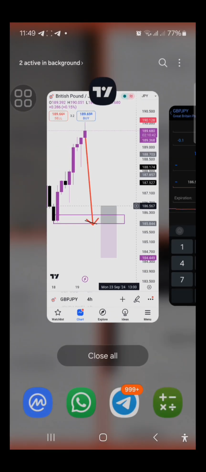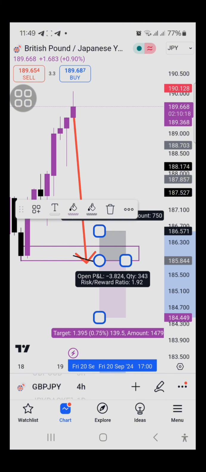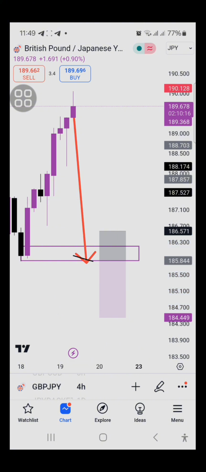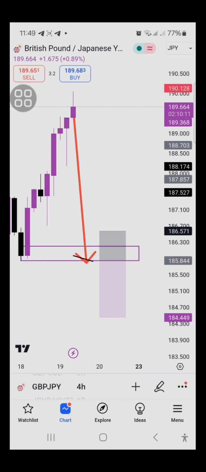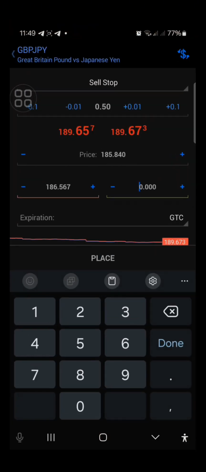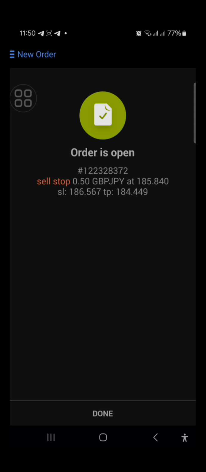You can see that it's very easy as long as you understand the details and what each of those features do for you. It is pretty easy to just set them. All you have to do is input the figures and you'll be okay. So lastly, let's take the take profit. Take profit is 184.449, and that is it. And you just place your order.